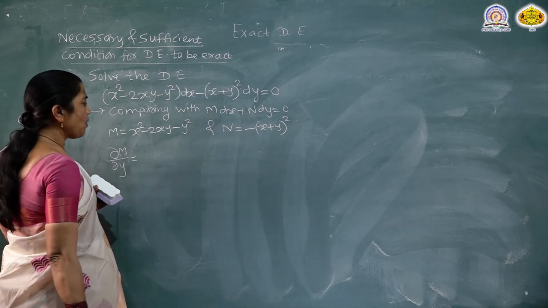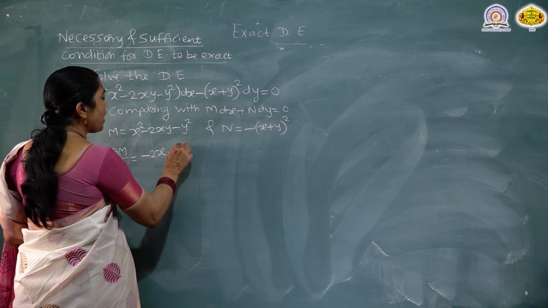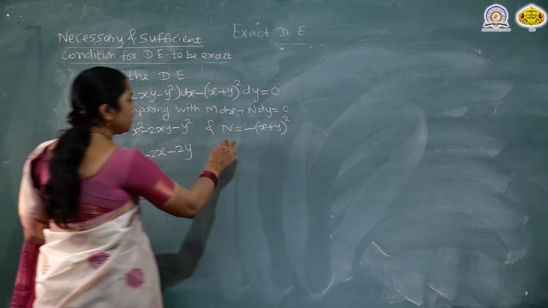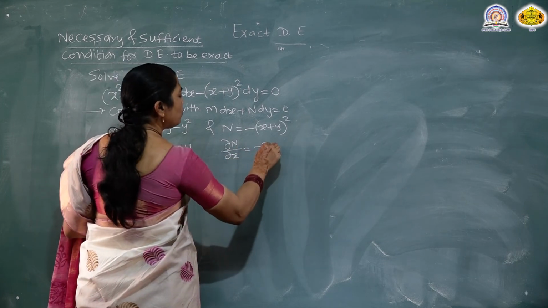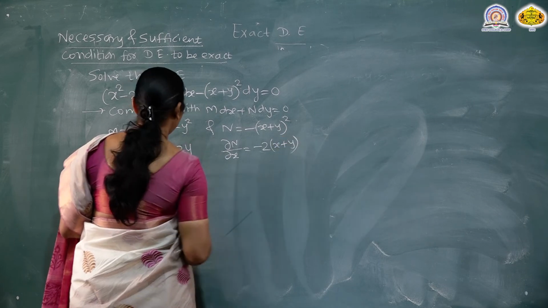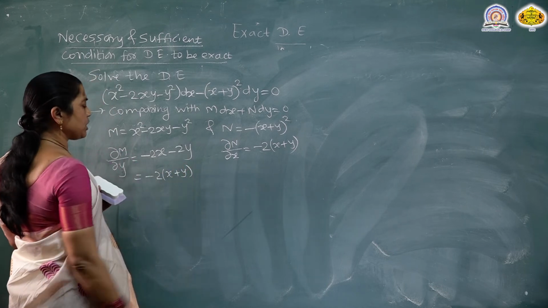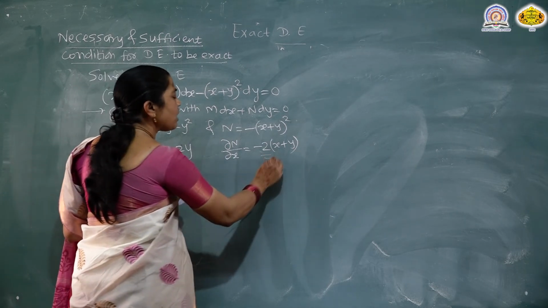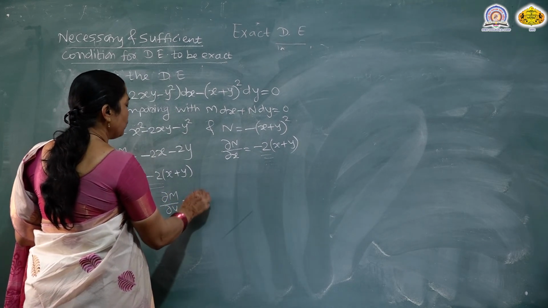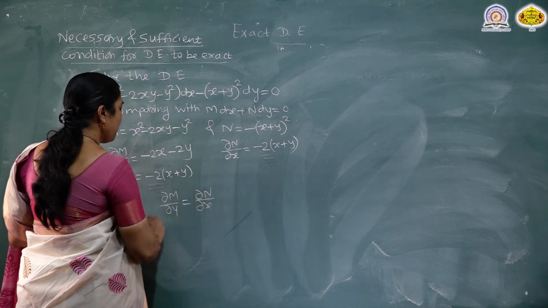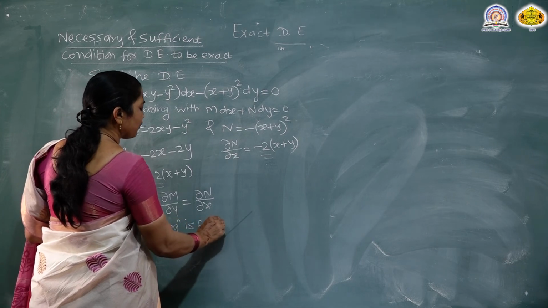What is ∂M/∂y? We are differentiating with respect to y. So it is nothing but −2x − 2y. Similarly, find ∂N/∂x. It is −2 times (x + y). You can take −2 common, and here it is also −2 times (x + y). Observe that both values are equal. That is, ∂M/∂y is equal to ∂N/∂x, which implies that the given differential equation is an exact differential equation.